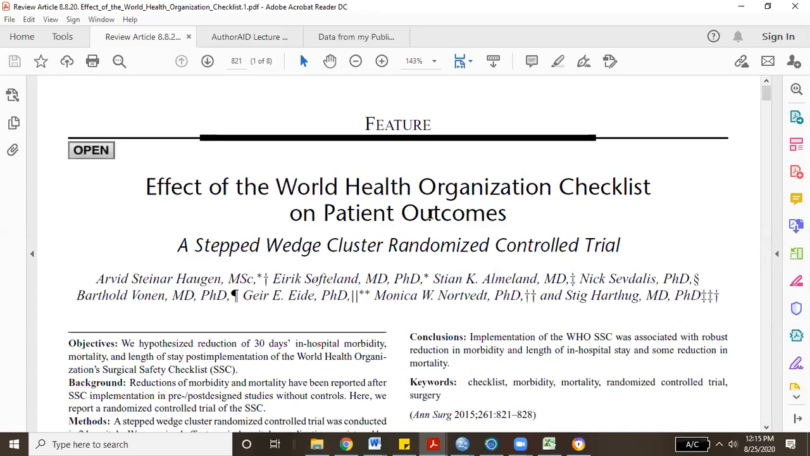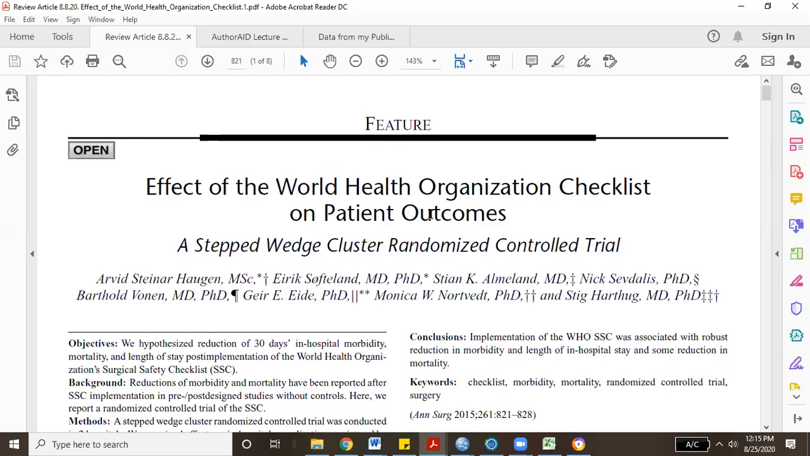Okay, so the paper we are looking at is the effect of the World Health Organization checklist on patients' outcome. What these authors did was simple. They were trying to look at, using the WHO surgical safety checklist, how effective it would be in reducing patients' morbidity and mortality.